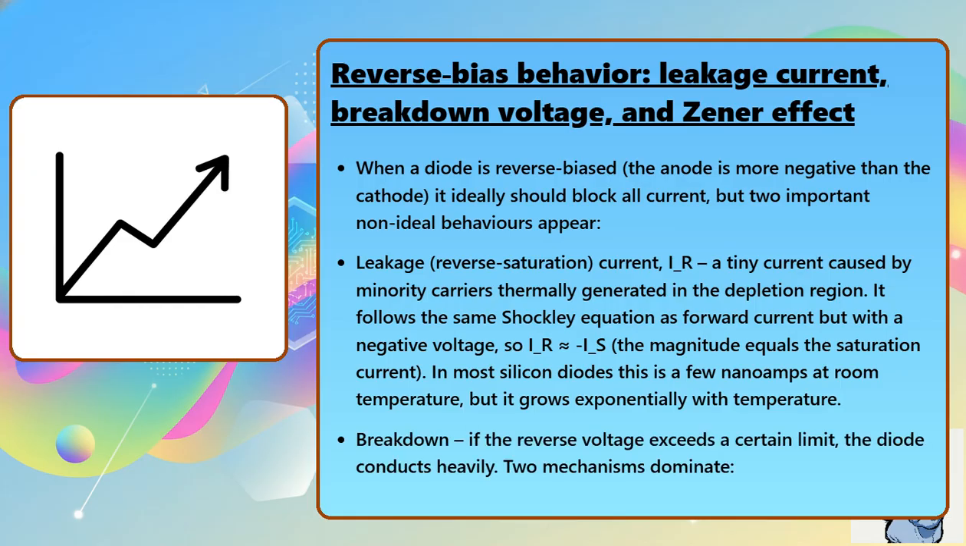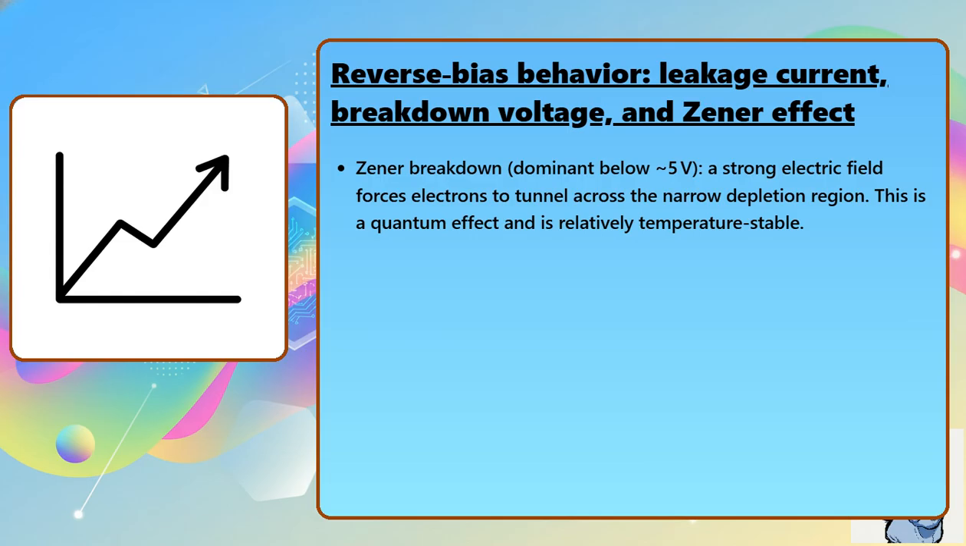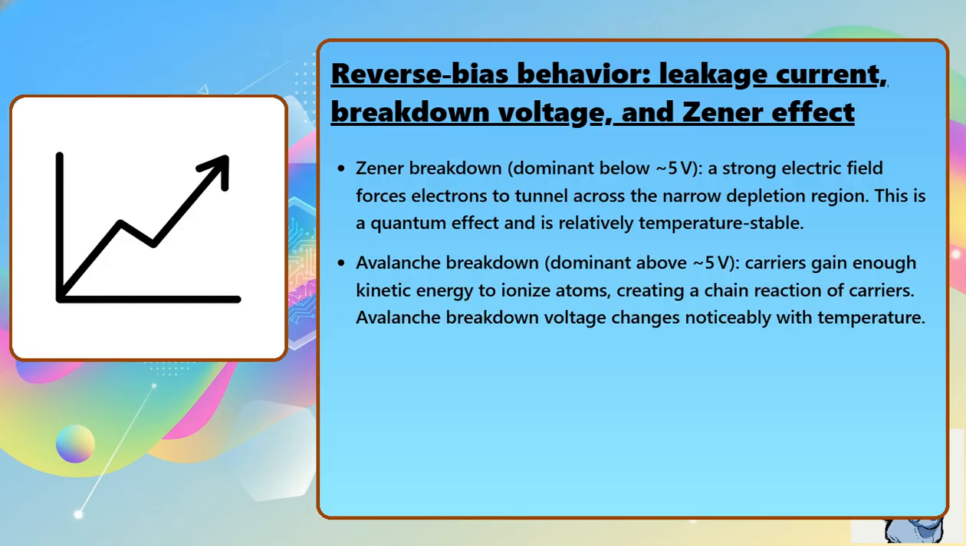Breakdown: if the reverse voltage exceeds a certain limit, the diode conducts heavily. Two mechanisms dominate. Zener breakdown, dominant below about 5 volts: a strong electric field forces electrons to tunnel across the narrow depletion region. This is a quantum effect and is relatively temperature stable. Avalanche breakdown, dominant above about 5 volts: carriers gain enough kinetic energy to ionize atoms, creating a chain reaction of carriers. Avalanche breakdown voltage changes noticeably with temperature.